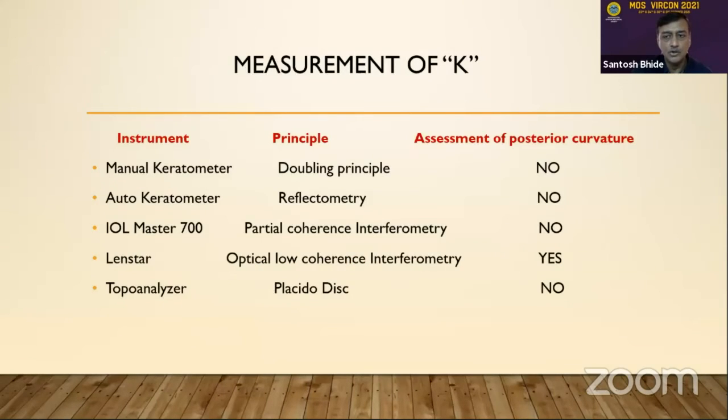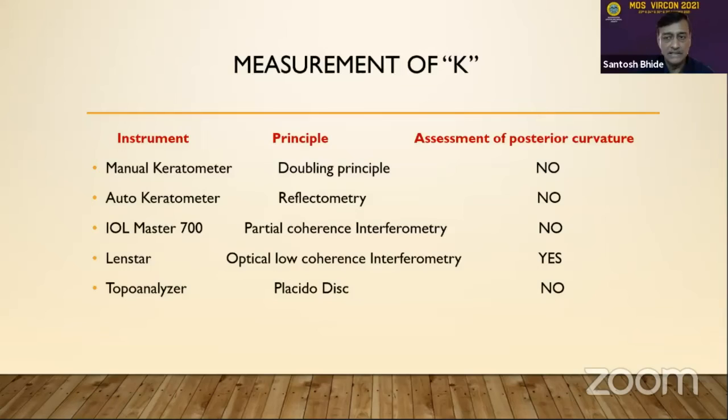There are various instruments by which we can measure K reading, commonly available for everybody, like the manual keratometer, which is based on the doubling principle, but this does not assess posterior corneal curvature. We have Auto-K, IOL Master 700. Dr. Suvira has explained that it doesn't measure it actually, but it gives us the prediction of posterior corneal curvature. LensStar with its technology does check the posterior corneal curvature.